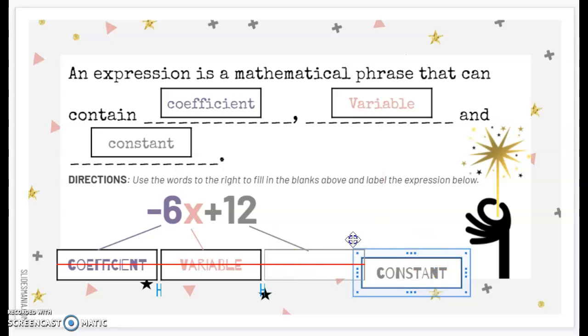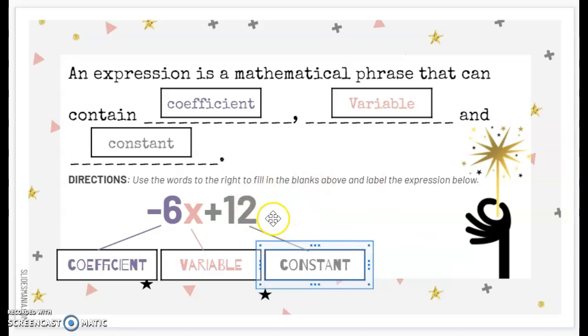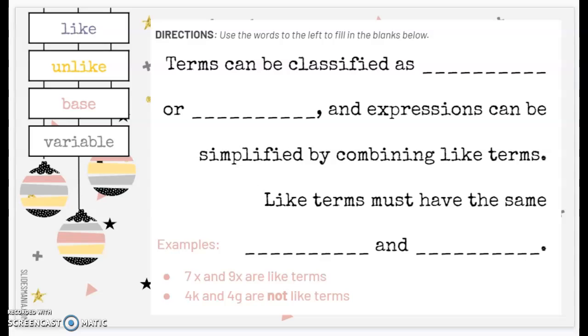We also have the numbers that stand alone that do not have variables. They're called constants. And it also can be a negative, a positive, a fraction, or a decimal. They do not have to be whole numbers. So this is how you label an expression. And this is a term right here, negative 6x, that's one term. Plus 12 or positive 12, that's another term. So this would be considered a two-term expression. And sorry I didn't have labels for that. Let's go ahead and go to the next slide.